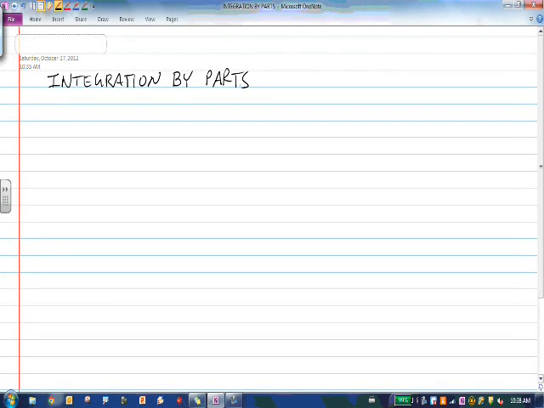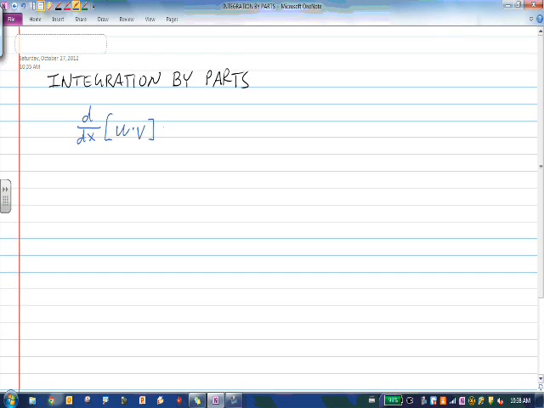So today we're going to learn a new integration technique. So far all we've learned is the power rule and U substitution. This one is called integration by parts, and where it actually comes from is the product rule. So you can think of this as a reverse product rule.